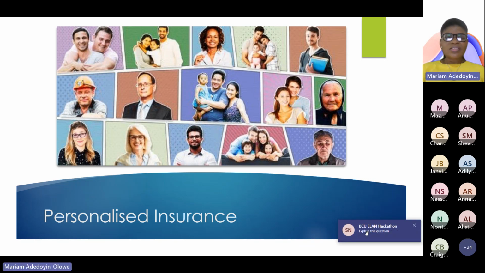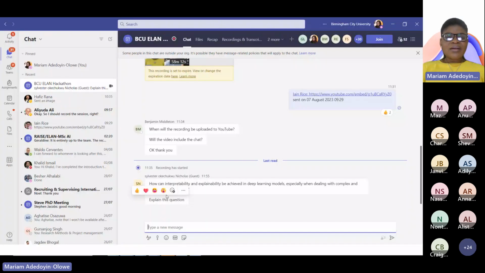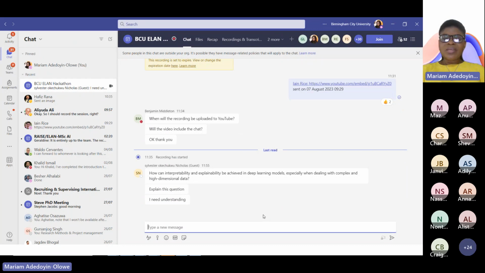I have a question here. Let me quickly check this question. Please pardon me. How can interpretability and explainability be achieved in deep learning models, especially when dealing with complex and high-dimensional data? Thanks for the question.